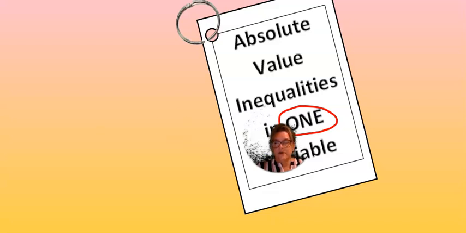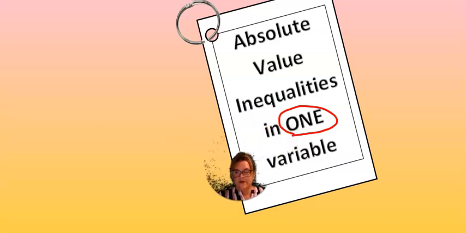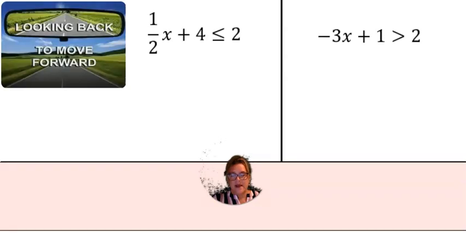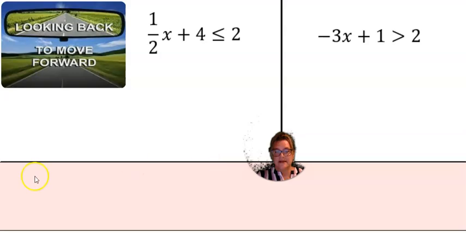In this video, we're looking at absolute value inequalities in one variable. And we're going to begin by going back to Algebra 1 and reviewing what it means to have a linear inequality. So if my inequality is 1/2 x plus 4 is less than or equal to 2.